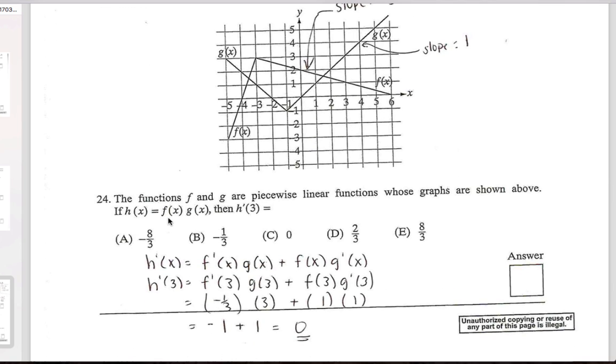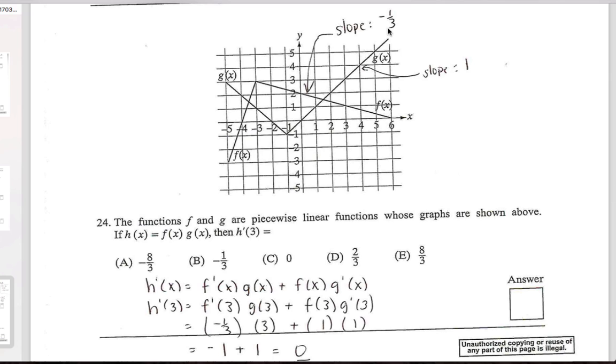So the derivative of h would be the derivative of the first, f prime times g, plus the first times the derivative of the second, f times g prime, and then you put in a 3. What is f prime of 3? F prime of 3 means what's the slope of the f curve at 3. So the slope of the f curve at 3, that's just this line right here. And you can see, just pick 2 points on this curve. I go down 1 over 1, 2, 3. So the slope would be negative a third of the f curve at the point 3.